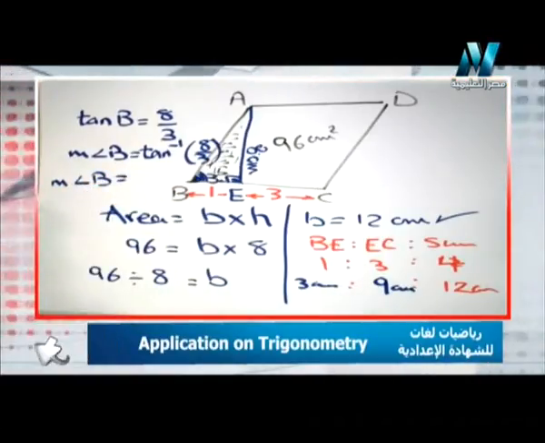Measure angle B, I'm going to use my calculator now. On your scientific calculator, press shift and then the tan button to find the inverse of tan for this angle. Then write the fraction that we have here, which is 8 over 3, and press equals.